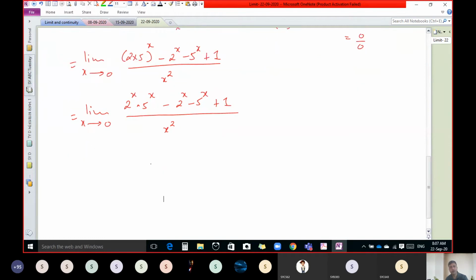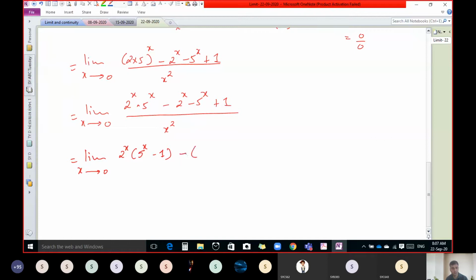Now, from these first two terms, take 2 raised to x common. So from the first two, take 2 raised to x common. So what we get? 5 raised to x minus 1. And from these last two terms, take minus common. So what we get? 5 raised to x minus 1 upon x square.